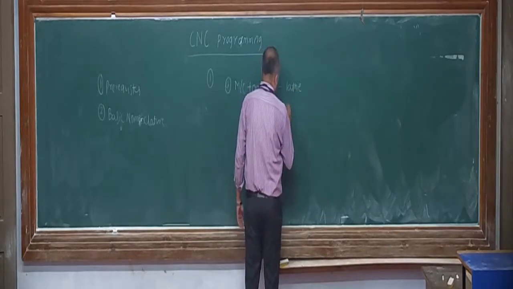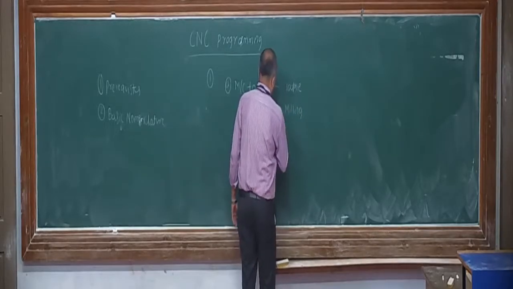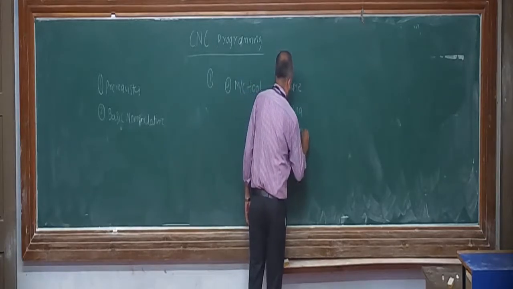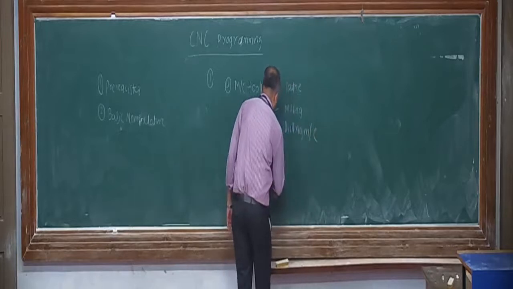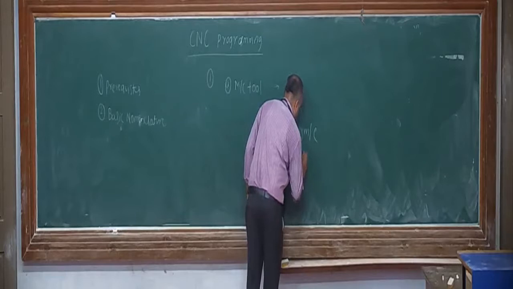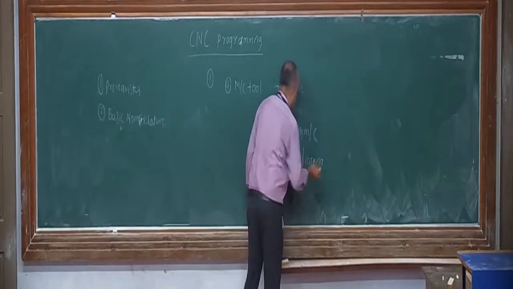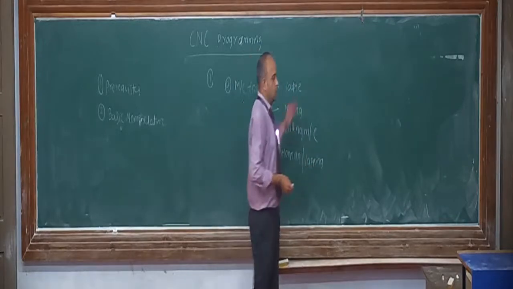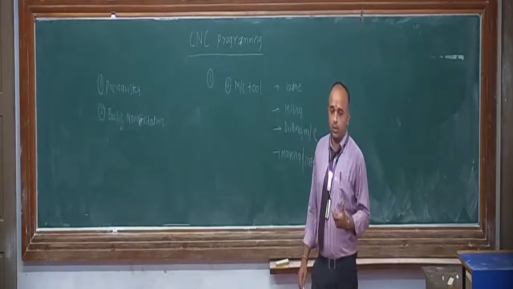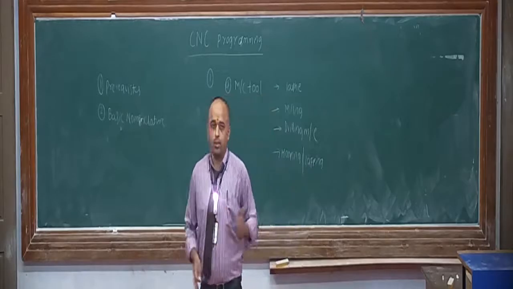Second, it can be a milling machine. Then it can be a drilling machine, honing, lapping. Rather than like this, we can write from basic operation to finishing operation. So taking a component from the initial operations to the final operations, all the machines which are available can be programmed by using the CNC program.